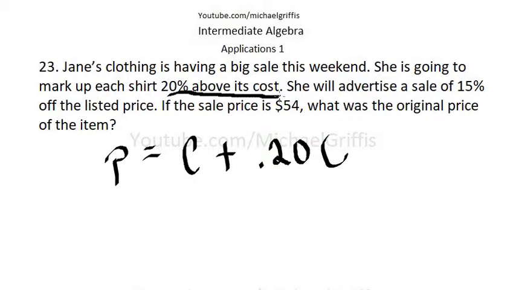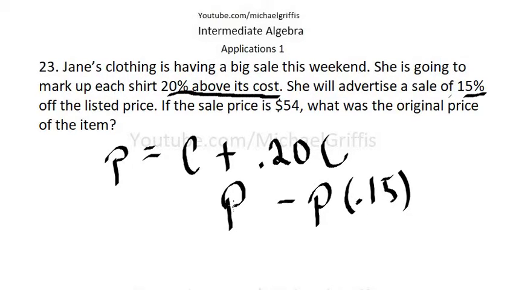Now we're going to write another equation. They're going to advertise the sale of 15% off the listed price, 15% off. So they're going to take off 15% of the listed price, which is going to be 0.15 here. Okay, so P is the listed price. And once they do that, they're saying the sale price is $54.